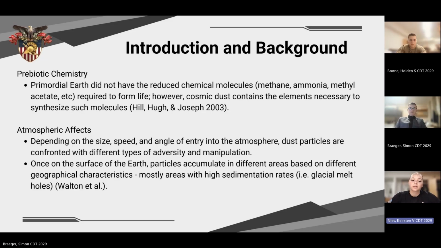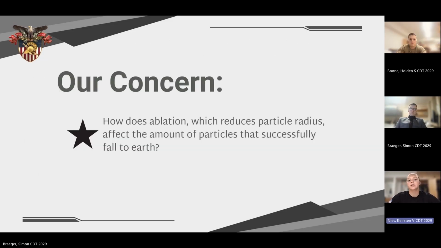Once these particles enter the atmosphere, depending on size, speed, and angle of entry into the atmosphere, the particles are confronted with different types of adversity and manipulation. And once they're on the surface of the Earth, they accumulate in different areas, typically areas of high sedimentation rates like glacial melt holes. This congregation of the particles is what makes studying them beneficial to us, because this is where we see higher concentrations of these elements that were required for prebiotic chemistry. So our primary concern is, how does ablation, which reduces particle radius, affect the amount of particles that successfully fall to Earth?